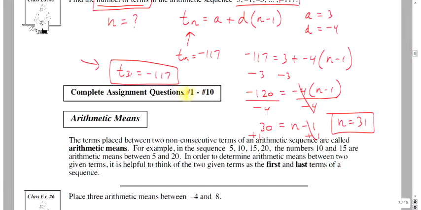1 to 7. Guys have to finish this. You'll be lost tomorrow if you don't. Tomorrow's part 2 of the same lesson.